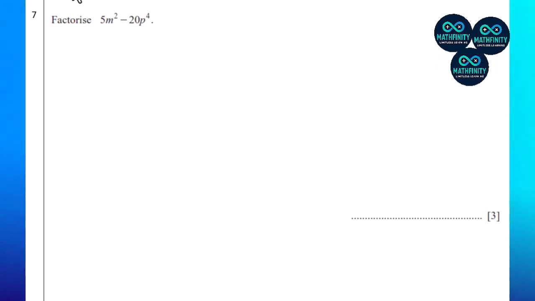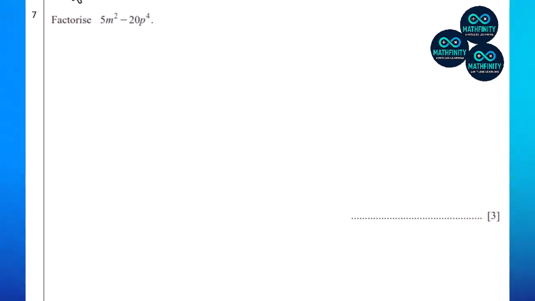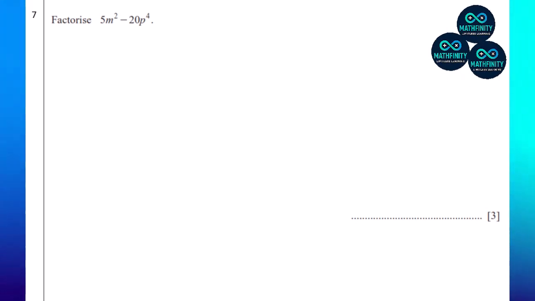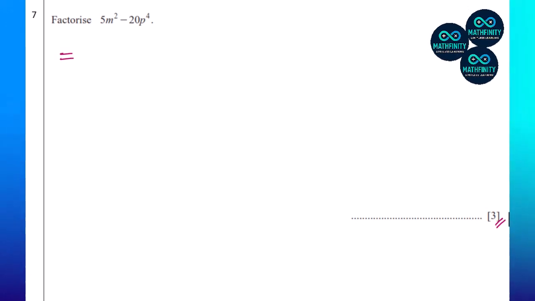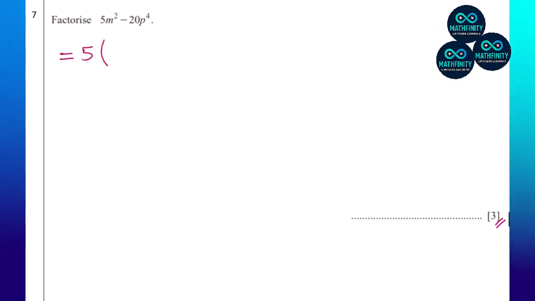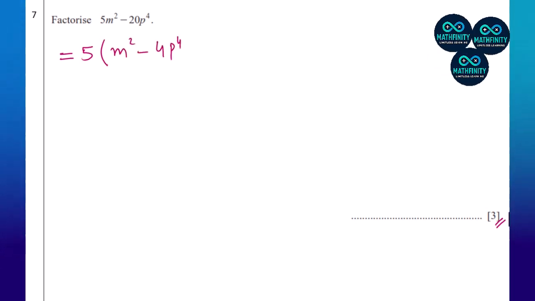Factorize. Question number 7. Factorize 5m² minus 20p⁴. And again, it's the same as question number 6, for 3 marks. What is common between them? 5 is common because 5 divides 20. So 5 is common between them. We will write inside the bracket m² minus 4p⁴.